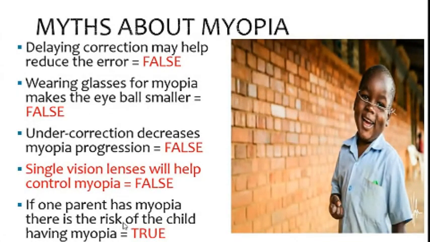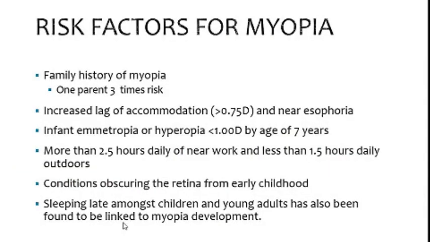That's it. Now, sometimes you may hear that if one parent is myopic, there's a risk one of the children will become myopic. That part is true. That's not a myth. Building on that last point, we know that if one parent is myopic, there's a 3 times chance that one of the children will have myopia. And we often tend to see kids have higher amounts of myopia than the parents from whom they inherited it. We also know that an increase in lag of accommodation beyond 0.75 and associated near exophoria may be a risk factor for myopia progression in children.